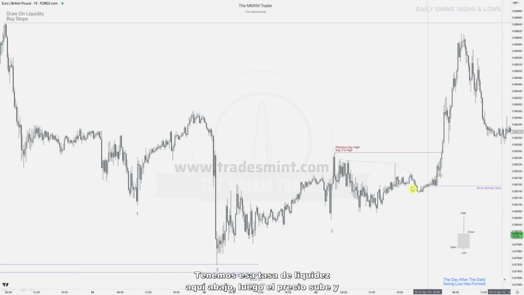So where does the opportunity lie? We've got that liquidity raid down here, then price moves up, and in the process of moving up, we have our drawn liquidity up here. In those failure swings, we form a bullish order block and a fair value gap. So this is an opportunity to go long and aim for that high on day number 3 and eventually expanding up higher, going to our drawn liquidity.